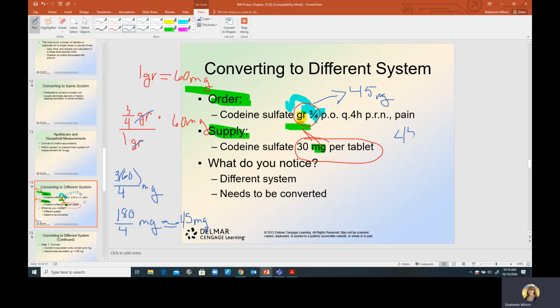So we can come over and set up our next formula. We're going to take this 30, because it's my half, and it goes in the denominator. We're going to multiply it by the 1 tab, and let's mark out the milligram and milligram. So now what do we have? We have 45 divided by 30, which gives me a fraction of 3/2. Again, we can't leave it in fraction form, so we have to write it in decimal, and the decimal is 1.5 tab.